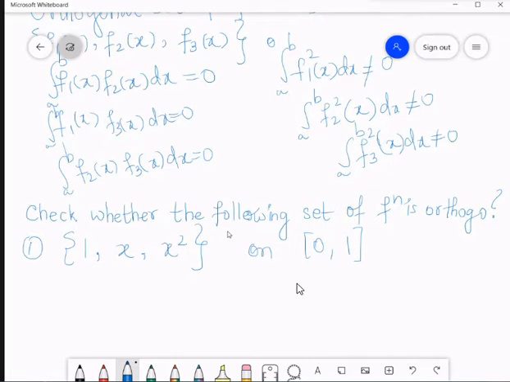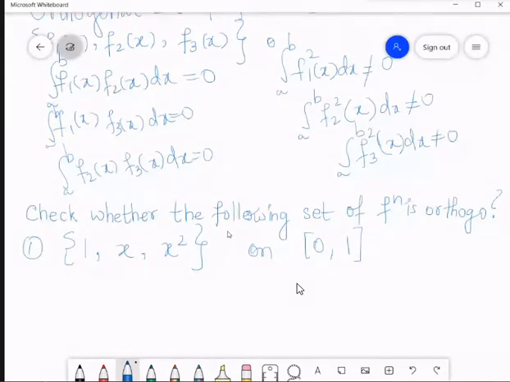Because the first condition is coming 1 by 2, which is not 0. When we say that the set has to be orthogonal, it has to satisfy all the 6 conditions compulsorily. Even if one of the conditions is failing, then the set will not be orthogonal. So in the first case itself, the first condition itself is not satisfied.